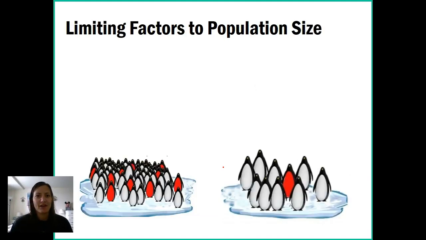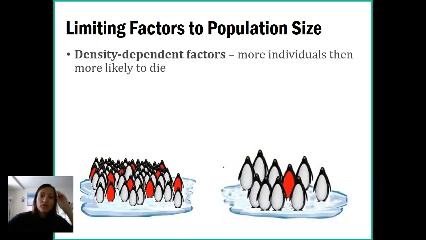But even in that video, that population's not going to grow forever. Earth literally could not handle an infinite number of any species. There are definitely factors that will limit that population at some point. And those factors can be divided into two different categories. And we'll talk about each one individually in just a moment.